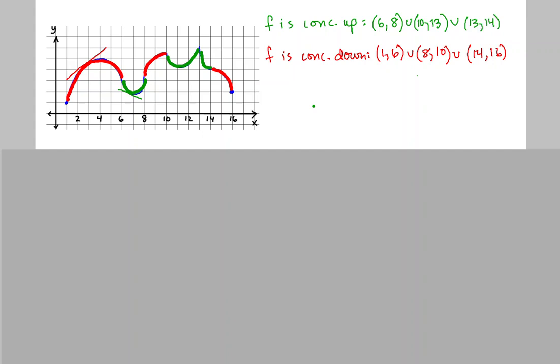Now we have a special name for the places where the concavity of the function changes, such as at 6, at 8, at 10, and at 14. Those are called inflection points. An inflection point is where the concavity changes.